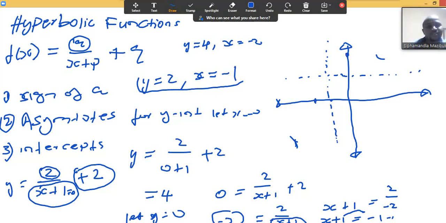Already, because you have identified that the shape of the graph will look like this since a is positive, you can sketch your graph. It touches here and goes all the way, and then another branch will be like that. So this is your graph. This is the easiest way to do it. You need to find the sign of a, which determines where your graph will be, then find the asymptotes, and then find the intercepts, and that way you have sketched your graph. Thank you so much.